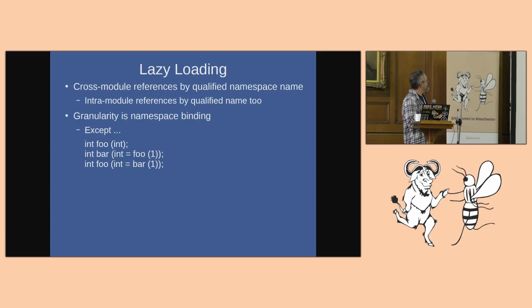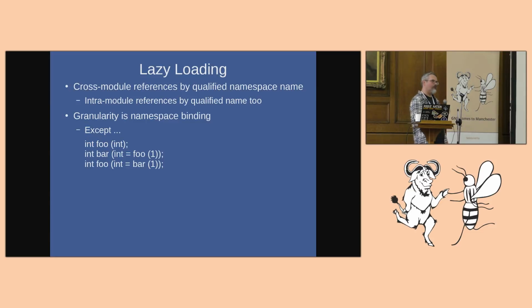This bit of code declares two functions, foo and bar, each of which has a default argument of calling the other one with an argument, right? I have no idea why you want to write this code, but you can. So when we're writing out the declaration of bar, we somehow need to refer to foo, and when we're writing out the declaration of foo, we somehow have to refer to bar.